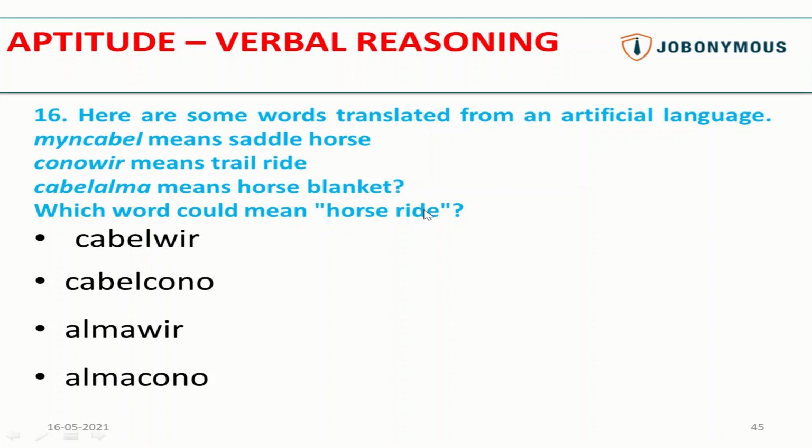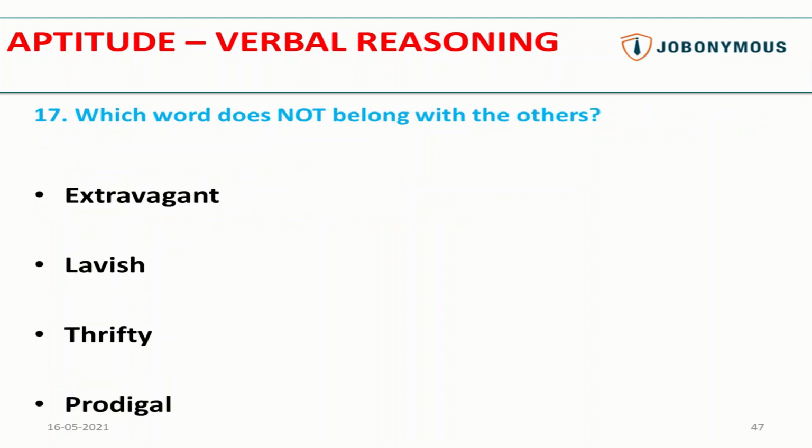And then we will check ride. So Konovir is given as trail ride. So Vir is ride. So cable Vir is the right answer. This is how you can solve this type of question.